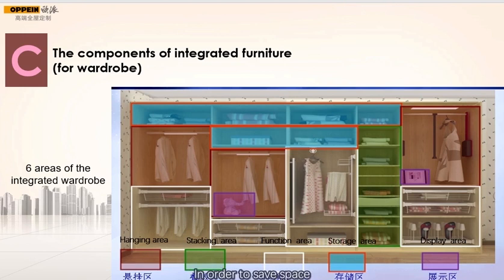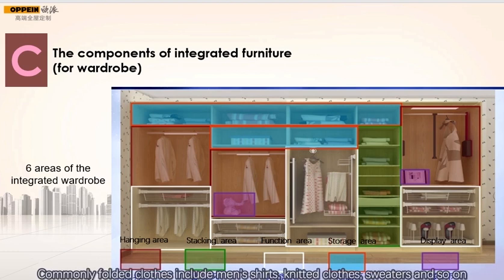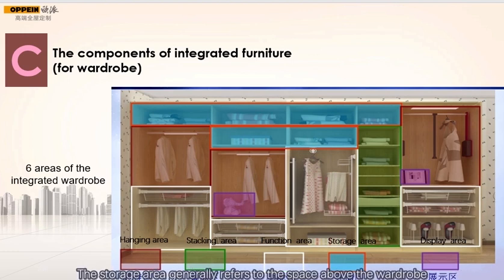Stacking area. In order to save space, you can fold and store unused and wrinkle-free clothing. You can't stack too many clothes, otherwise it would not only crush the lower clothes, but also cause trouble when taking them. Generally, stacked clothes are best placed in a partition or a drawer. Commonly folded clothes include men's shirts, knitted clothes, sweaters, and so on.